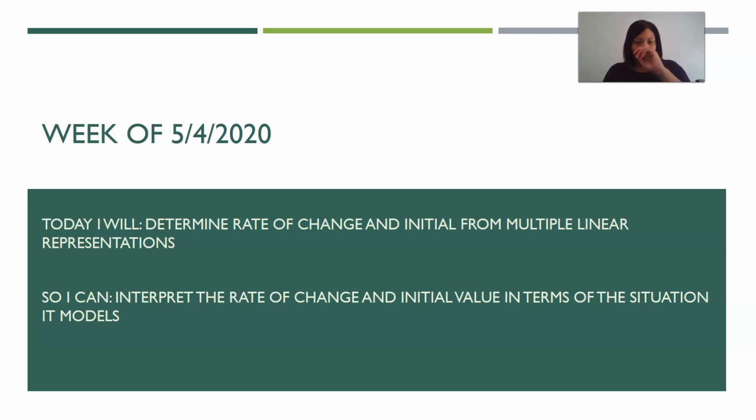Today we will be determining the rate of change and initial value for multiple linear equations so that I can interpret the rate of change and initial value. So a lot of what we're doing, y'all, is going to be really just focusing on interpret. I'm going to include some little links in case we still have misconceptions on how to actually find the rate of change or how to find the initial value. But we are literally going to be focusing on this whole interpret part. So let's get into it.